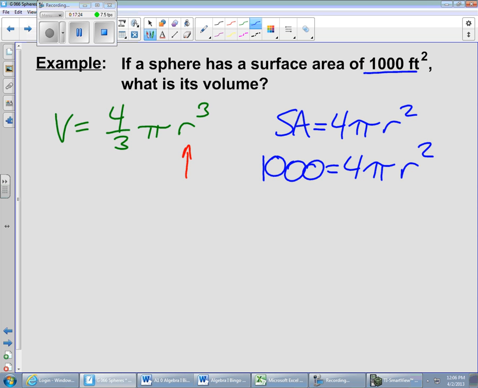Now we have an equation where the only variable that is there is radius. We should be able to solve for radius. And once we have that value, we can plug it back over here on the left and calculate the volume. Okay, well, let's look at what we have here. We got radius over there on the right.